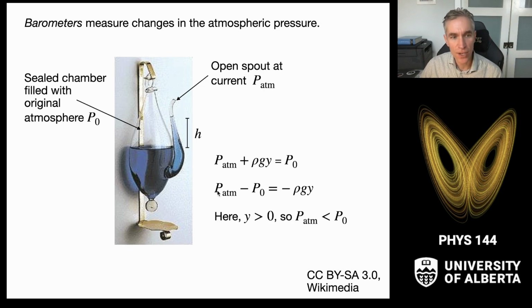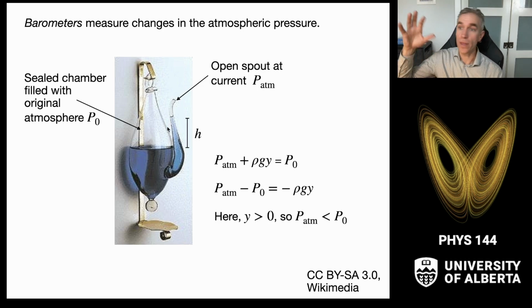And so I can figure out what the pressure in this side of the chamber is by solving for it in terms of minus rho g y. And here the fluid is above the level that's inside the chamber. So that means, as I've defined it, this y is greater than 0. And that means that the atmospheric pressure minus the original pressure is less than 0, or that the current atmospheric pressure is less than the original atmospheric pressure when this device was sealed.